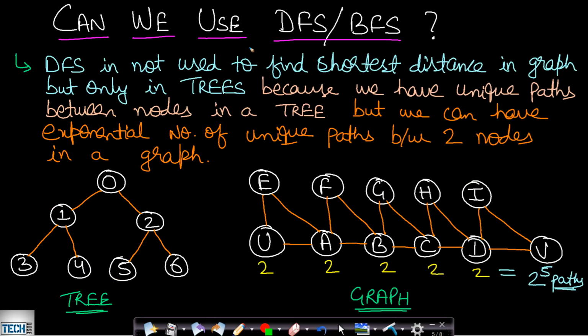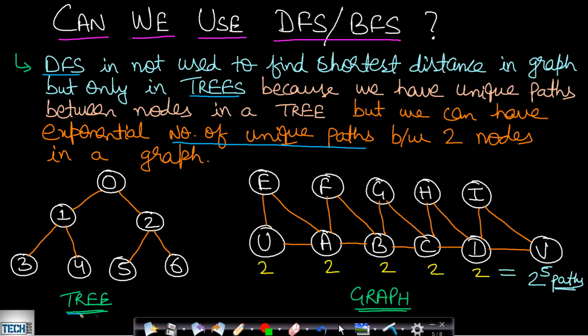Now, can we use DFS or BFS for this problem? Well, this is a very popular question. DFS is not used to find the shortest distance in a graph, but it is used only for trees. Because we have unique paths between nodes in a tree, but we can have an exponential number of unique paths between two nodes in a graph.